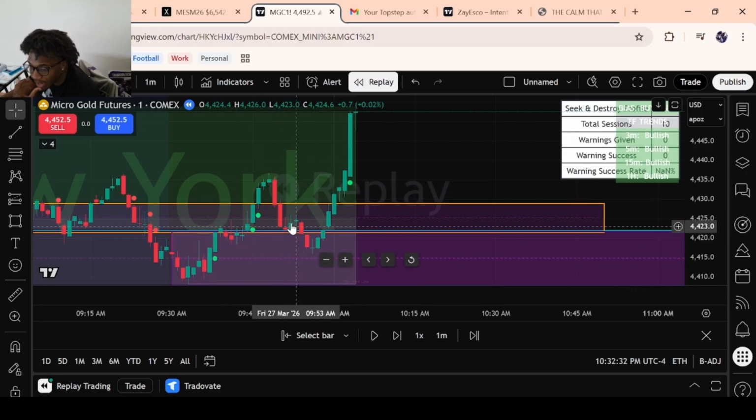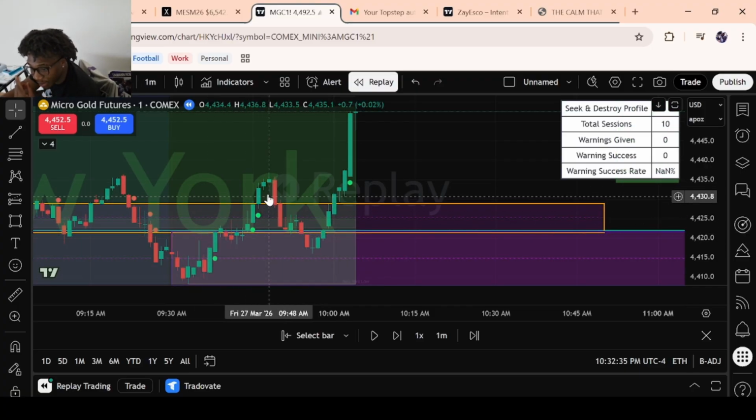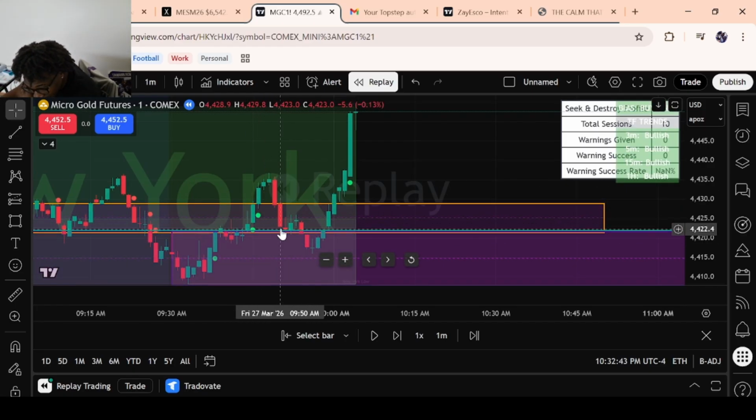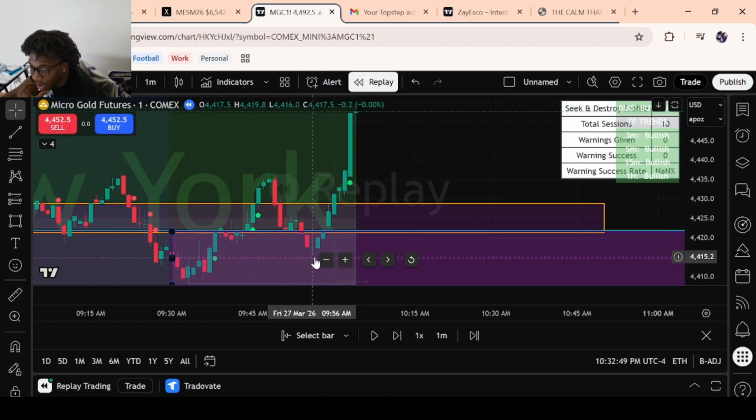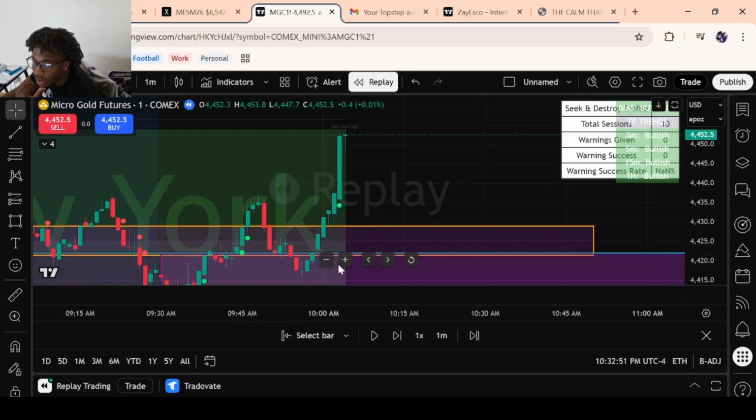So now we retest, right? Step one, break a range. Step two, retest. Step three, rejection. Once it bounced right here, this is my rejection, because it's going back into the range. So now it comes up a little bit, goes down, and shoots up, right? So that's where we execute our trade right there.